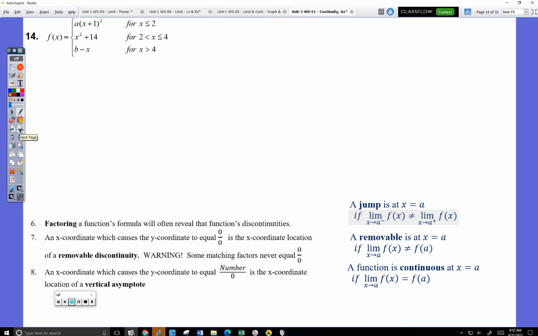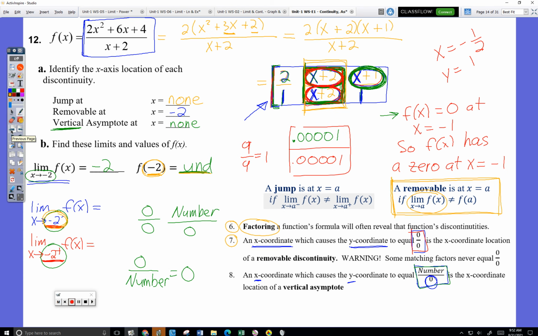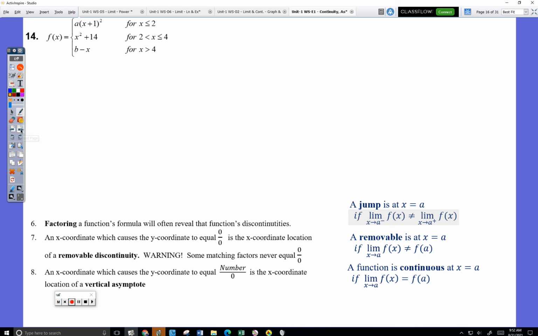They give you a problem that's backwards. 12 was a forward problem, meaning they said identify where the discontinuity is located. 14 is a backwards problem. They say, no, go find a value for a and b so that this thing is continuous, so that it doesn't have any discontinuities.